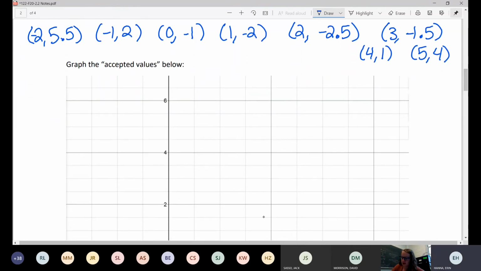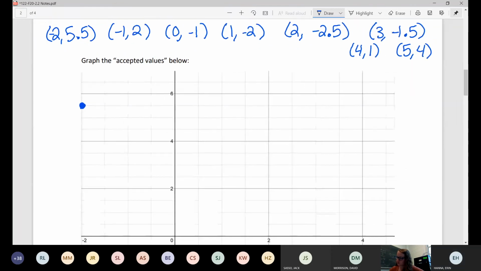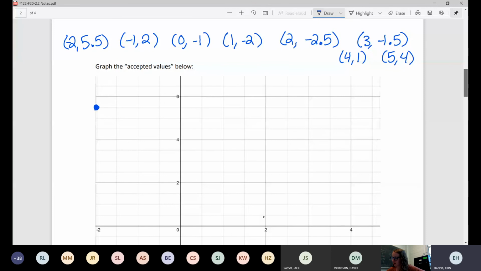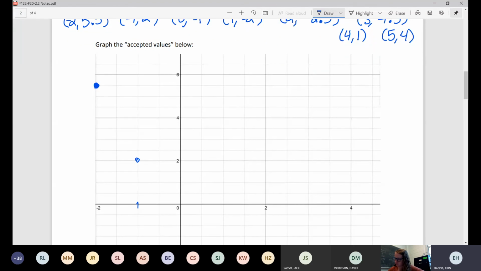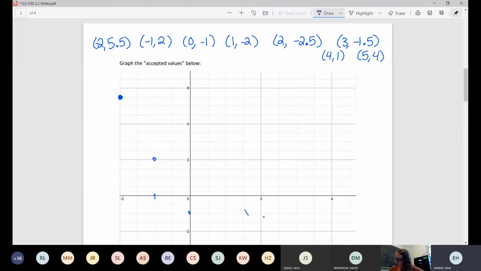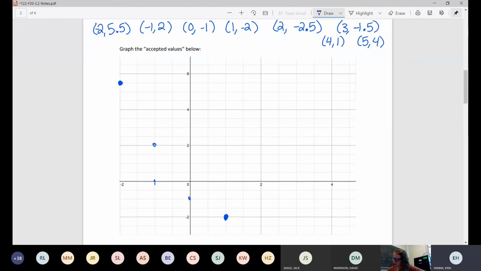If I were to plot these guys, and I know I'm going through this super quick, I'm gonna come back to it. I just want to get it in your brain as a thing that's gonna happen. -1, 2, 0, -1, 1, -2, 2, -2.5, 3, -1.5, 4, 1, and then 5, I kind of forgot to plot on here.